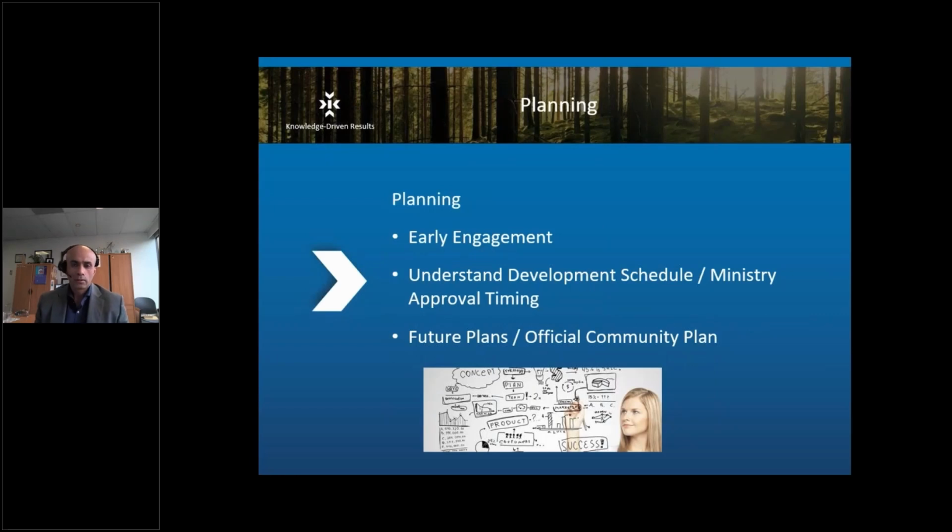Planning with your developer client, early engagement. I can't emphasize that enough. Asking when are they applying for rezoning, when are they applying for development permits, and when are they hoping to break ground. It's all critical. We understand the administrative timeline, so you need to understand how that impacts your development schedule.